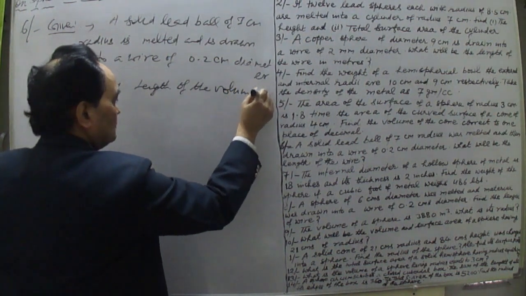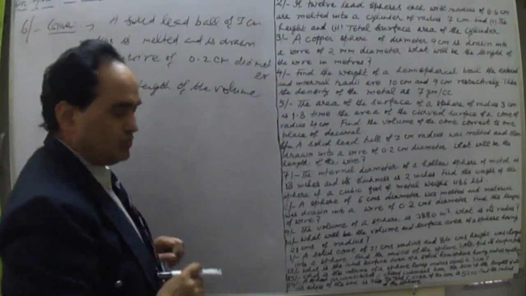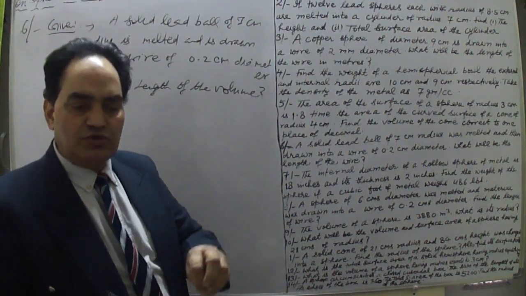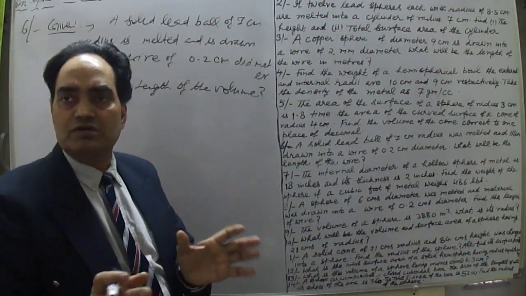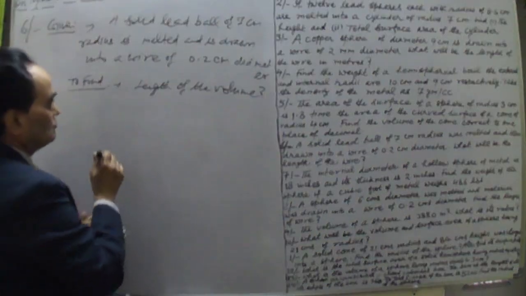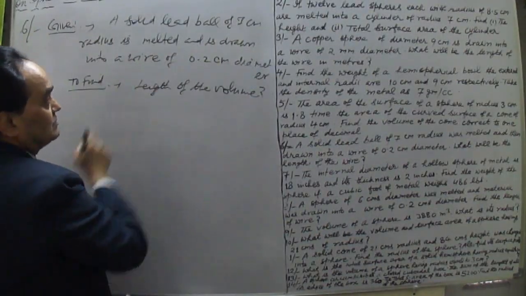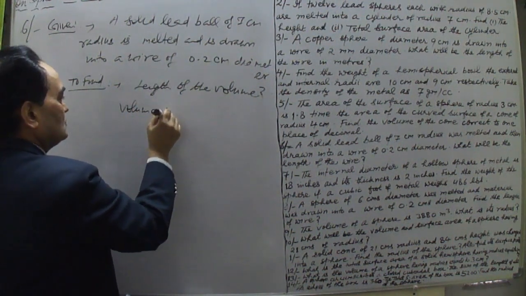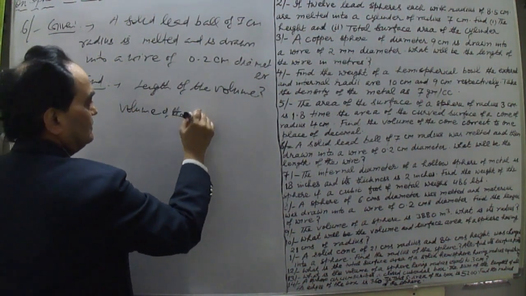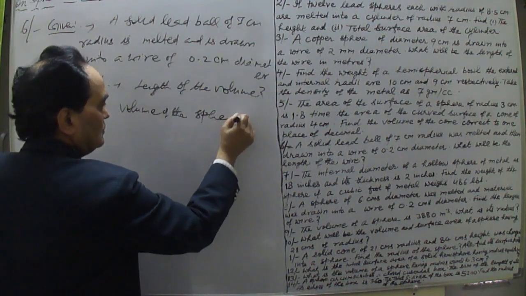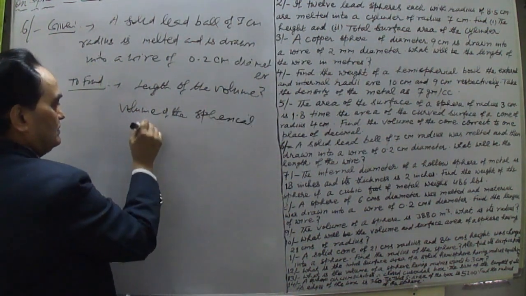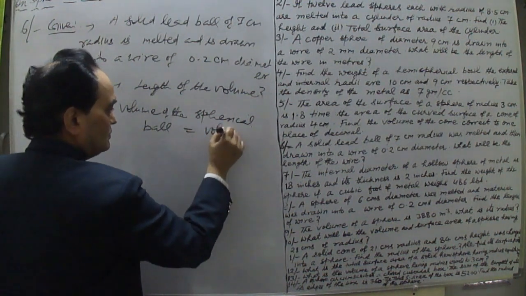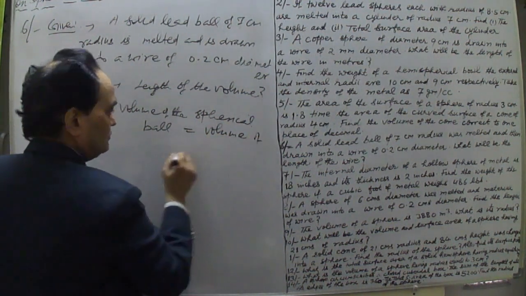Length of the wire. Whenever this kind of point is given, where a volume is melted or drawn into another one, we equate the volumes. In this case, the volume of the spherical ball is equal to the volume of the cylindrical wire.